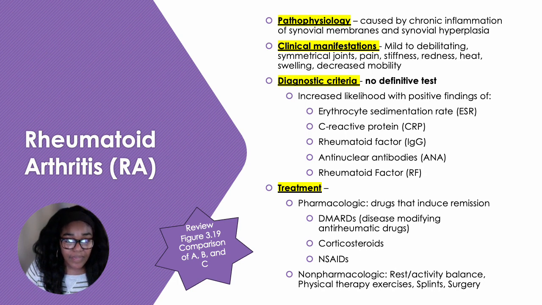As far as your treatment, you want drugs that help to induce remission. So we want to get to a point where we don't see all these signs and symptoms in the patient. You have DMARDs, which are disease-modifying anti-rheumatic drugs. You have corticosteroids, and you have NSAIDs. As far as non-pharmacological, you want rest and activity, you want splints, you want to have physical therapy exercises and things that will help to decrease pain overall. So you can use the RICE method in this case as well.